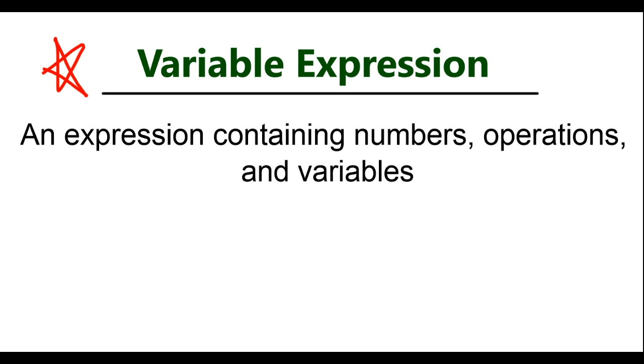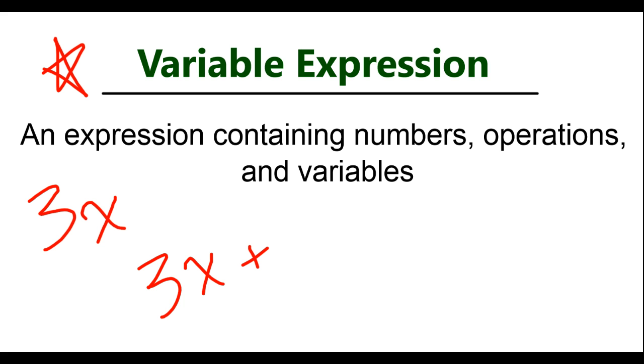So again, like a numerical expression, this is just a string of numbers, operations, and variables. Anything from 3x is a variable expression. 3x plus 7 minus z is a variable expression, etc. Just a string of numbers, operations, and variables. Now there are 2 particular things that we're going to talk about with variable expressions in this video.